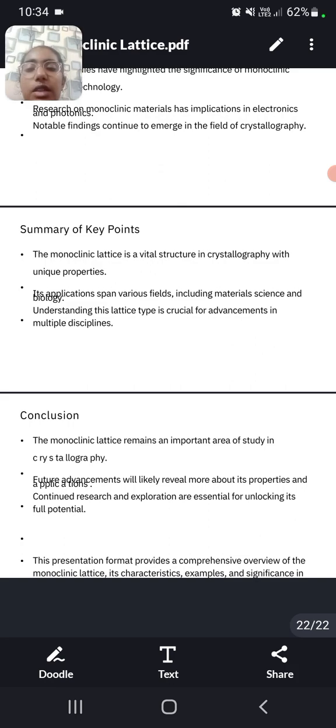Next is summary of these points. The monoclinic lattice is a vital structure in crystallography with unique properties. Its applications span various fields including materials science and biology. Understanding this lattice type is crucial for advancements in multiple disciplines.